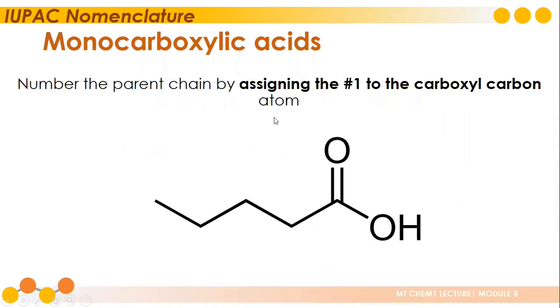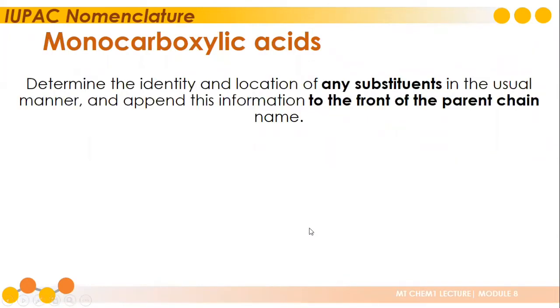Next, number the parent chain by assigning number 1 to the carboxyl atom. Since this one has no substituents attached to it, and it's understandable that the carboxyl atom is number 1, we don't need to put number 1 in this name. So it's still pentanoic acid. Next step is to determine the identity and location of any substituents in the usual manner. In our last compound, the pentanoic acid, we don't have any substituents situated in there.